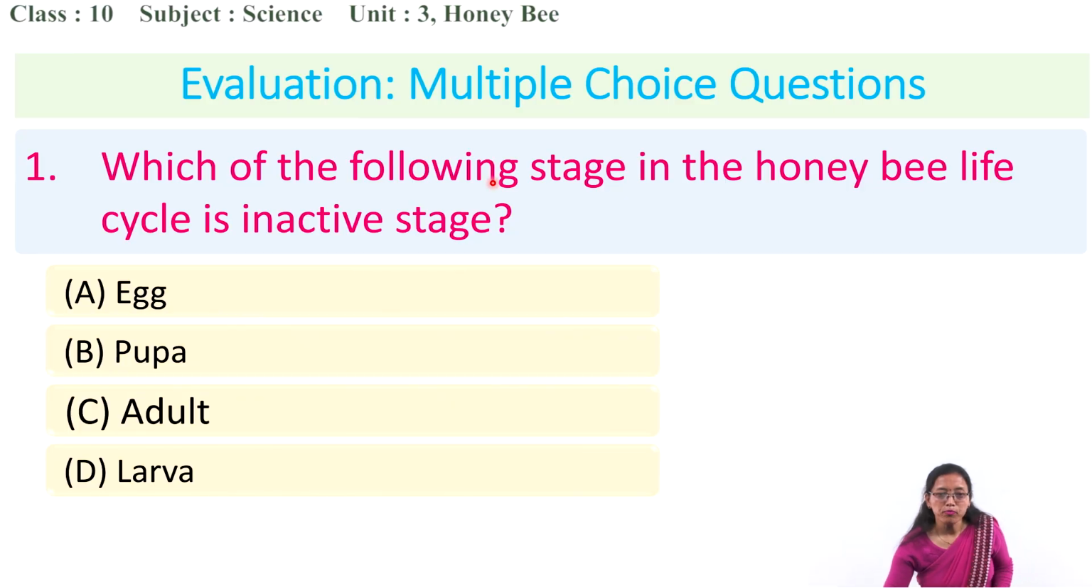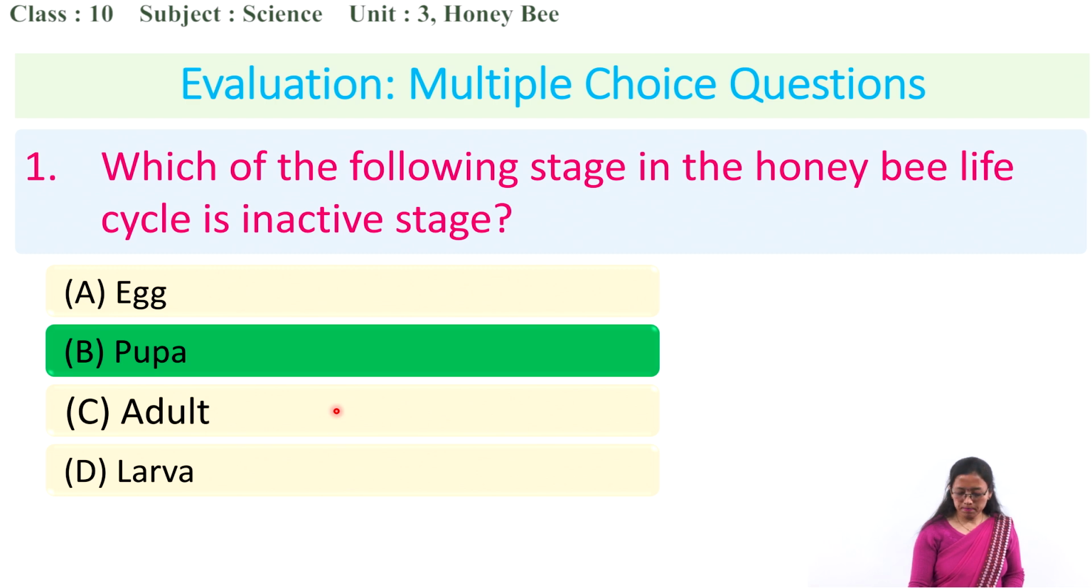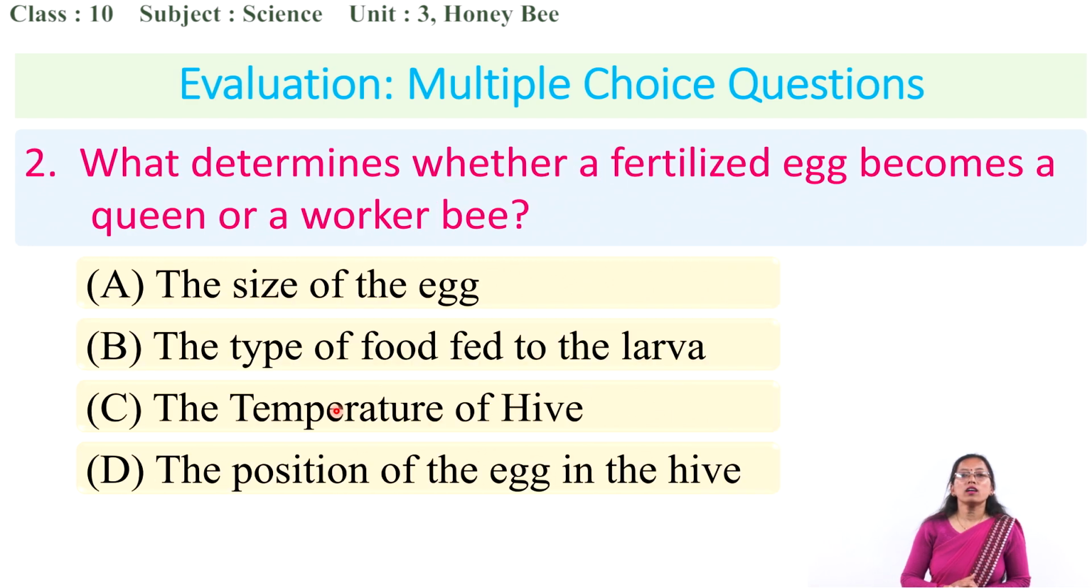Through some questions which I have shown here. First type of questions are multiple choice questions. Let's guess the best or the correct option. First question is, which of the following stages in the honeybee life cycle is the inactive stage? Here some stages are given: egg, larva, pupa and adult. Which one is the inactive stage among these four stages? We have discussed, yeah? Pupa. Very good.